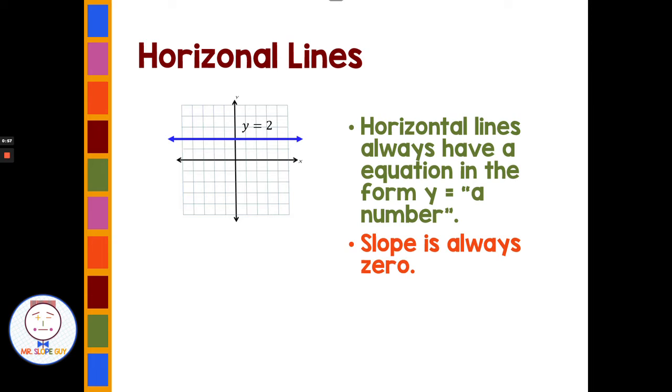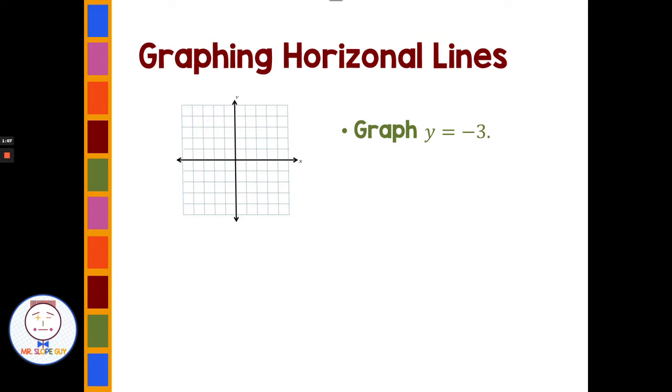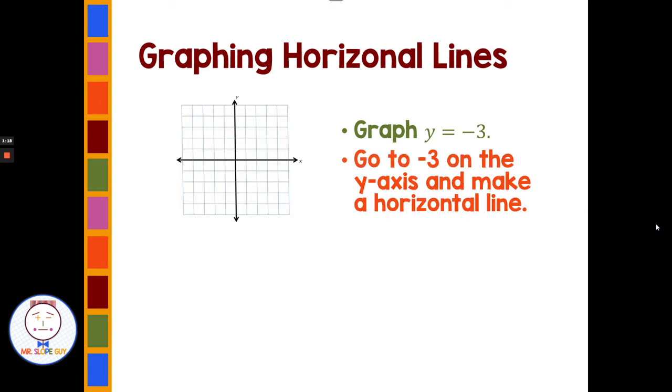So we have some pure definitions with every horizontal line. The slope is always 0. The equation always looks like y equals a number. And if we want to graph a horizontal line, we're asked to graph y equals -3. If I go on the y-axis and I go down 3, I put a point at -3, or I just draw a line right there at -3, a straight, flat, horizontal line.